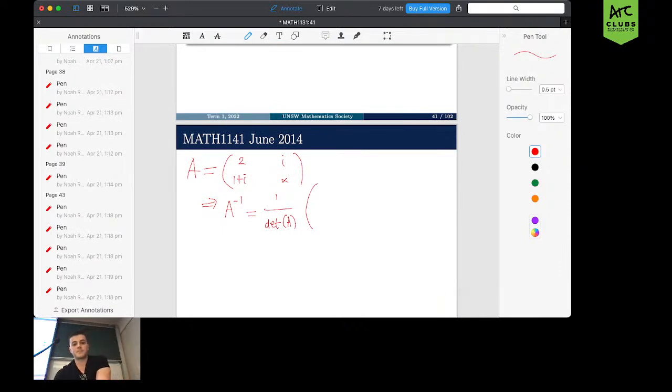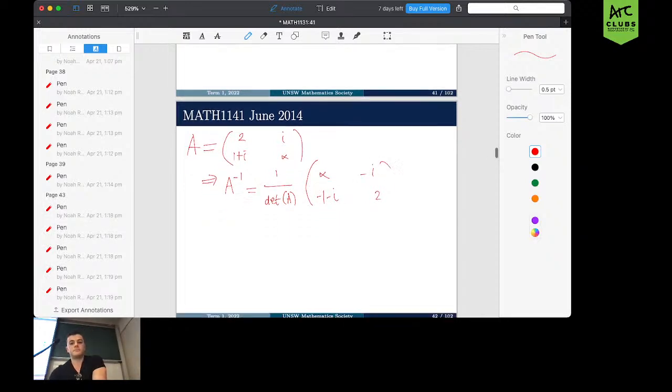So we take this 1 over det A, and we swap these elements like that, so that's going to be like that. Swap them over, and then take the negatives of both of these. So minus I, minus 1, minus I. Right, just taking the negatives of both.